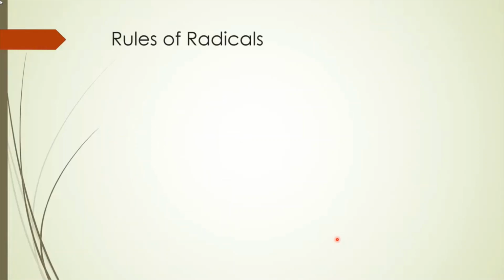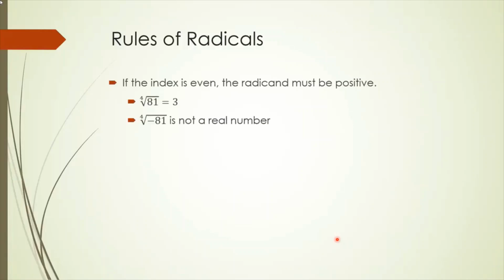All right, so let's look at some more rules with radicals. These pertain particularly to the signs. We saw this in those previous examples. Now the index, that's this number here attached to the radical. The radicand is what's underneath the radical. So it must be positive, because if it's negative, then it's not a real number.